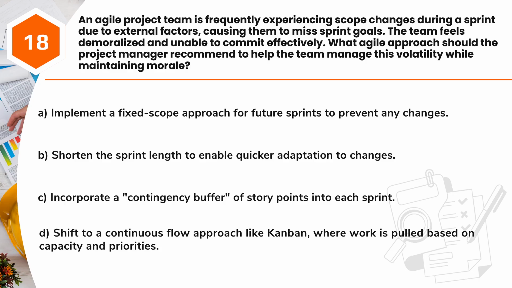A. Implement a fixed scope approach for future sprints to prevent any changes. B. Shorten the sprint length to enable quicker adaptation to changes. C. Incorporate a contingency buffer of story points into each sprint. D. Shift to a continuous flow approach like Kanban, where work is pulled based on capacity and priorities.